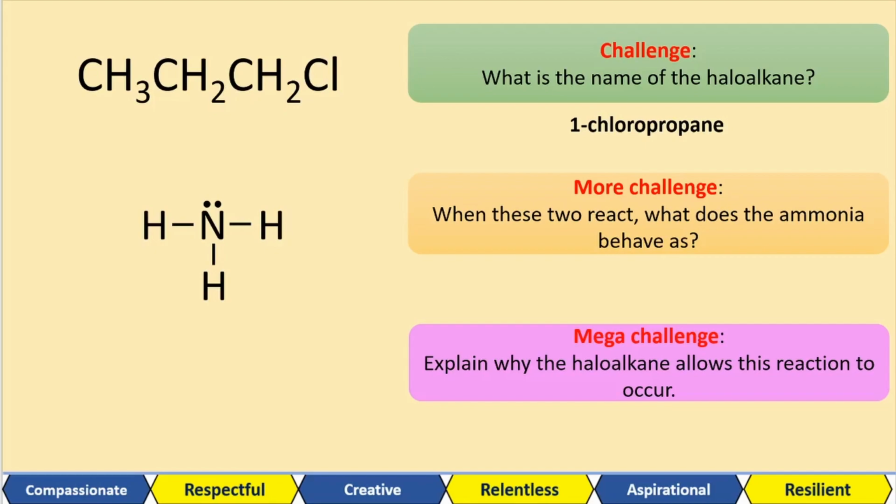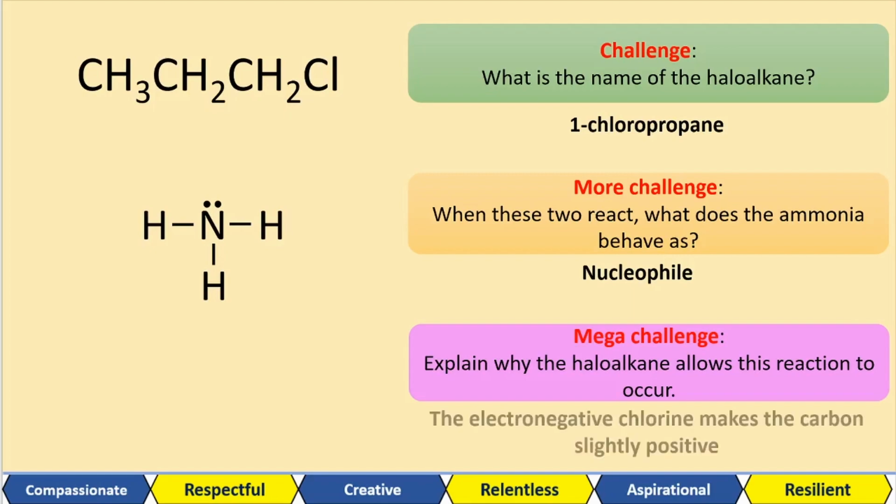The ammonia here, because it has that lone pair, is going to behave like a nucleophile. Explain why the haloalkane allows this reaction to occur. If you think back from previous lessons that we did, it's because that halogen is electronegative. That chlorine is electronegative, so it's going to move the electrons closer to itself. You form a slightly positive carbon atom because the electronegative chlorine moves the electron away. So now that ammonia can act as a nucleophile and attack the molecule.